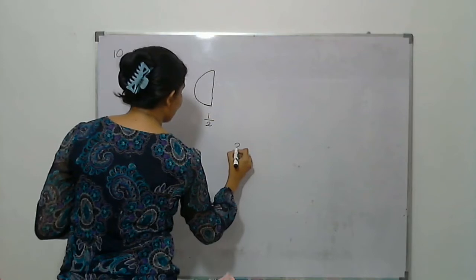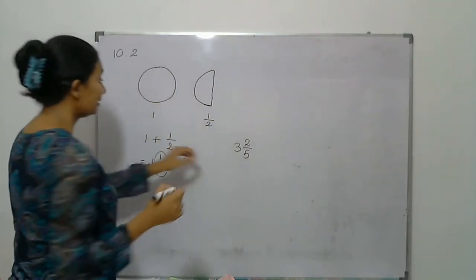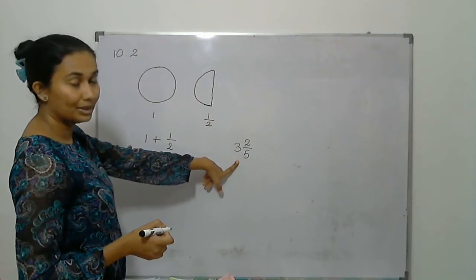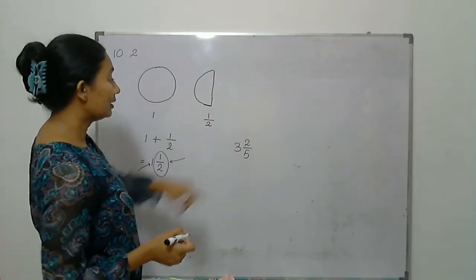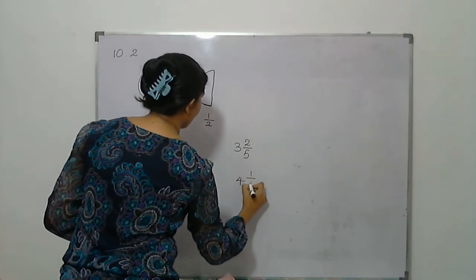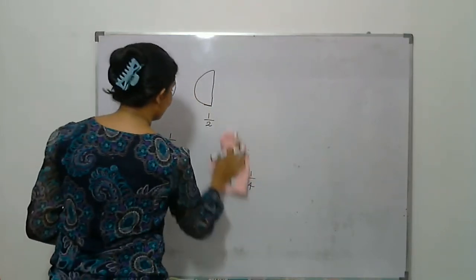Okay, now let's read this one. Okay, 3 2 upon 5. Okay, 3 2 upon 5. This one 4 1 upon 4. Like that. Okay, I think it is easy to read.